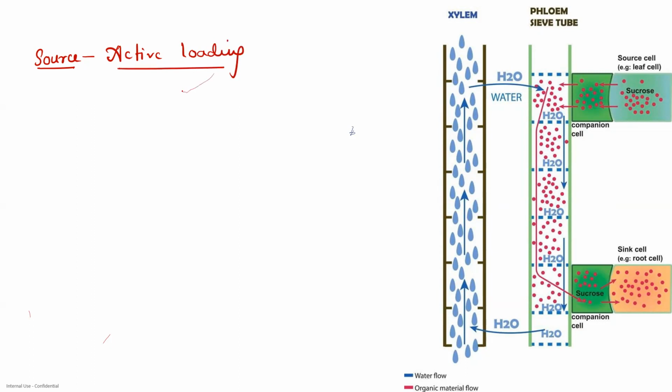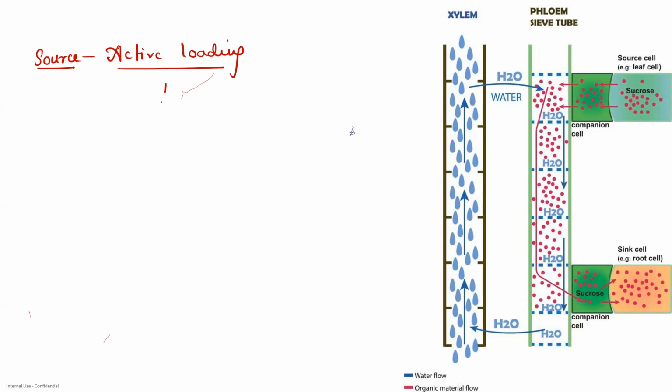Active loading occurs at the source region. It leads to accumulation of sugars in the sieve elements. Sieve elements means what? I have just now told you: sieve tubes, sieve cells, all these. Clear? Okay. Now, this will cause what? This will cause a drop in the water potential.